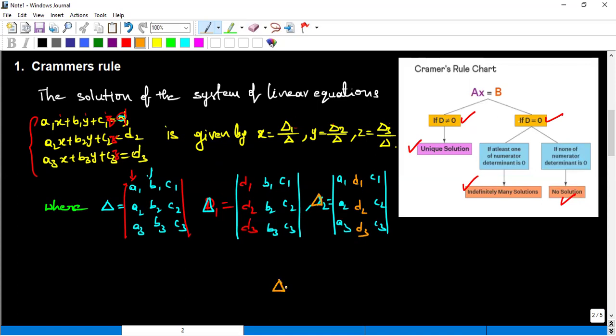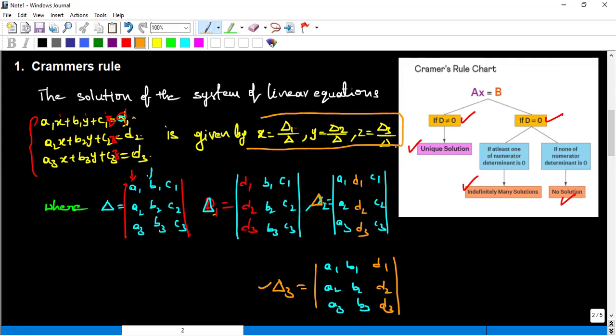And what is delta 3? Delta 3 is nothing but the first two columns written as they are, and the third column replaced with d1, d2, d3. So I can write a1, b1, a2, b2, a3, b3, and the third column replaced with d1, d2, d3. This is how we will find delta 1, delta 2 and delta 3, and we will use this to find the x, y and z values.